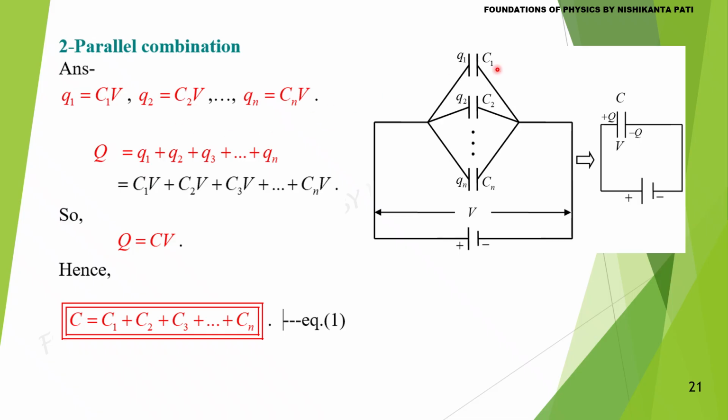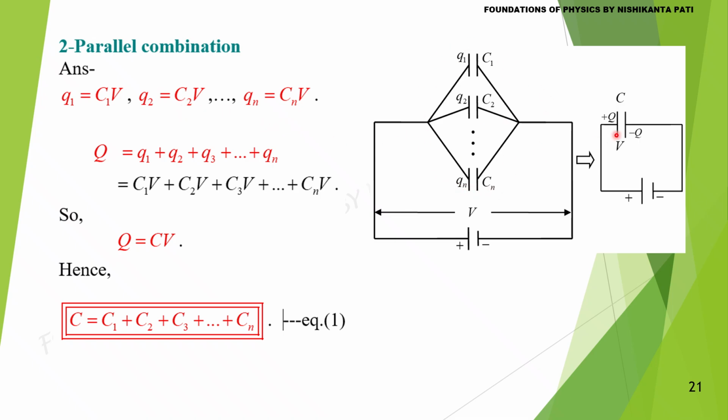Consider n number of capacitors of capacitances C1, C2, Cn connected in parallel. This parallel group of capacitors is connected across a battery that provides a potential difference of V. The potential difference across the first capacitor is V, across the second capacitor also V, across the nth capacitor also V. That means the potential difference across each capacitor is the same. But the charge on the first capacitor is Q1, on the second capacitor Q2, and on the nth capacitor Qn. So Q1 equals C1V, Q2 equals C2V, Qn equals CnV.